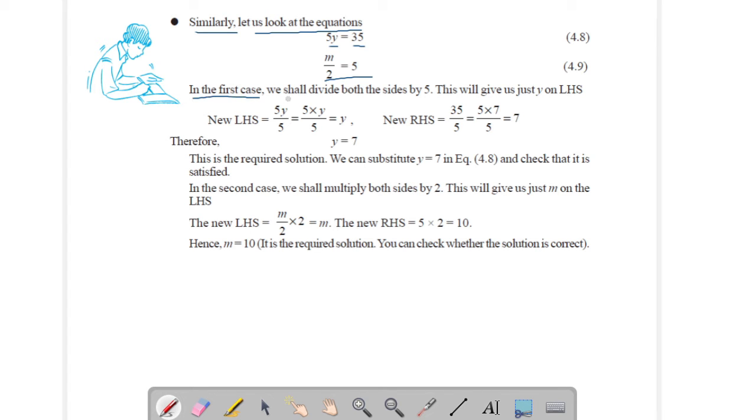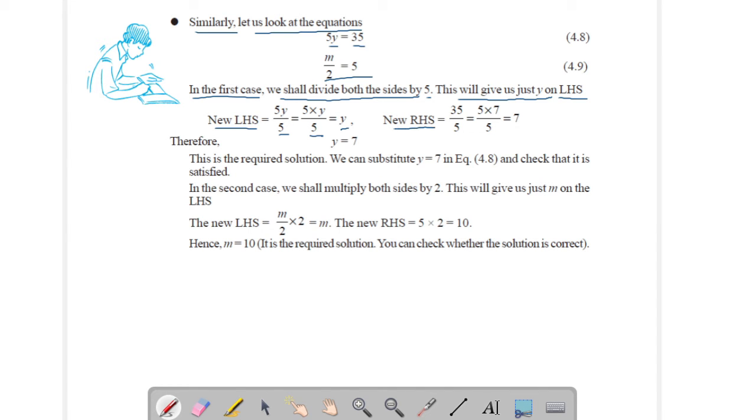In the first case, we shall divide both sides by 5. This will give us just y on the left hand side. New left hand side will be 5y divided by 5, or 5y can also be written as 5 into y upon 5. Here we can cancel 5 by 5. What is left? Only y.